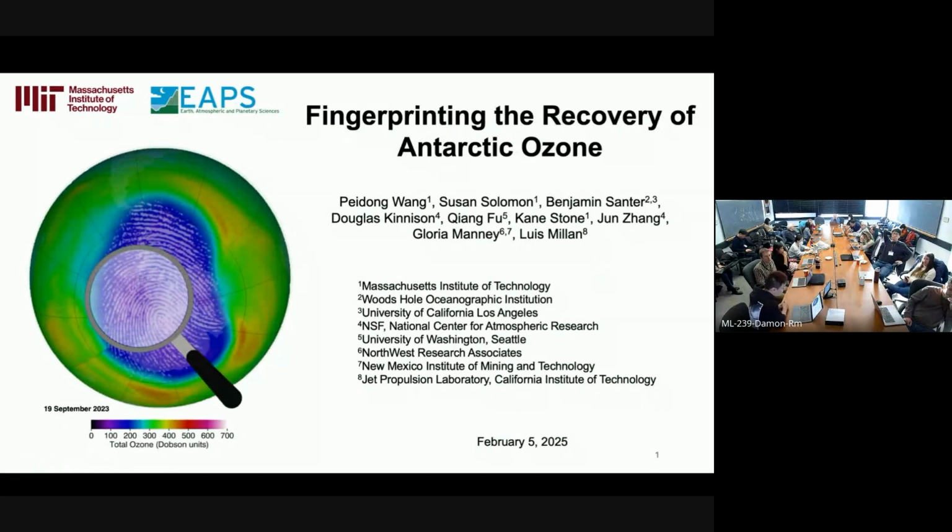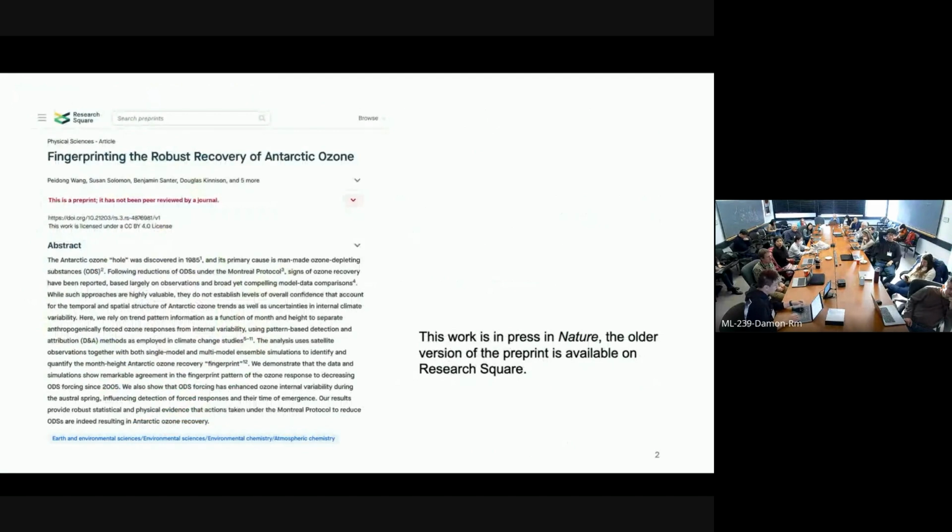Hi everyone. My name is Pei Dong. I'm a graduate student working with Professor Susan Solomon at MIT, and it's my pleasure to be here presenting our recent work, fingerprinting the Antarctic ozone recovery. I would like to first acknowledge all my wonderful collaborators, and Doug and June are also sitting here in the room. This work is currently in press in Nature, and hopefully the paper will be online in the next month or so. But the earlier version of the preprint can already be found on Research Square.